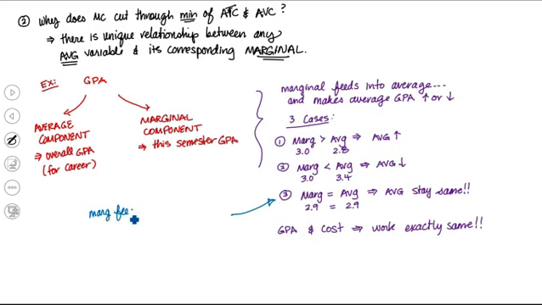Marginal feeds into the average. So scenario 3, we're saying the marginal feeds into the average, but it doesn't pull the average up or down, right? Semester's over, we're updating your overall GPA, but your average does not go up and it does not go down.